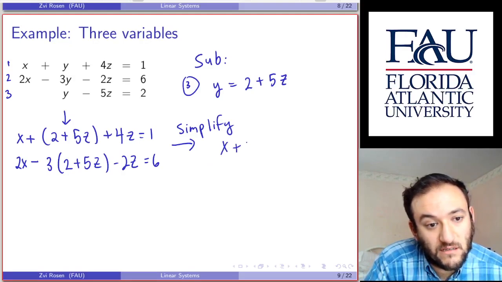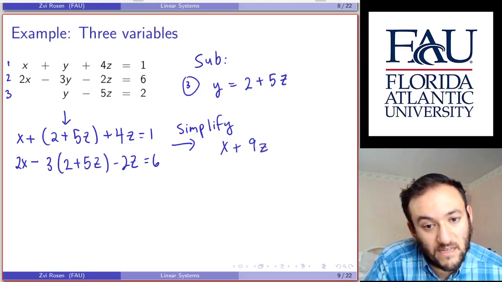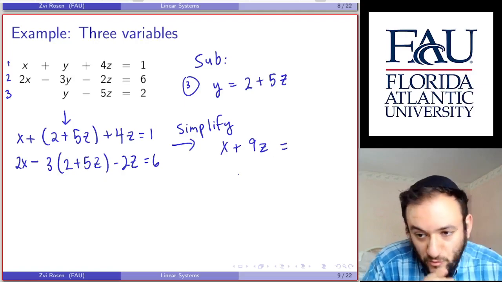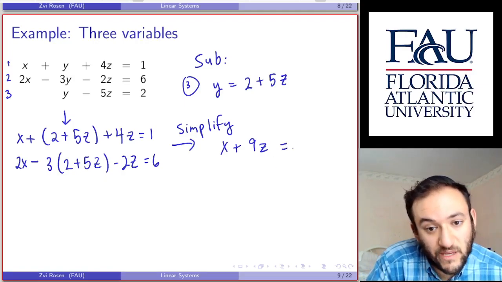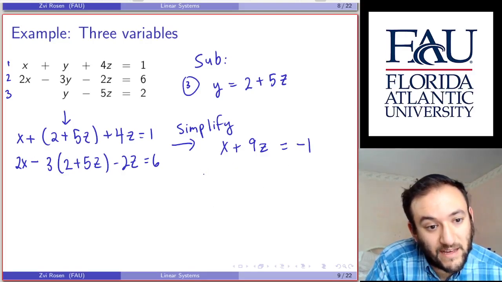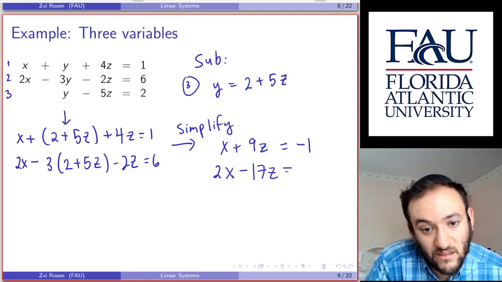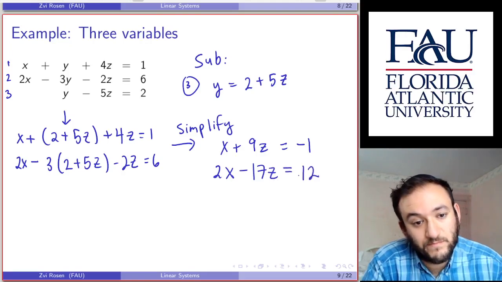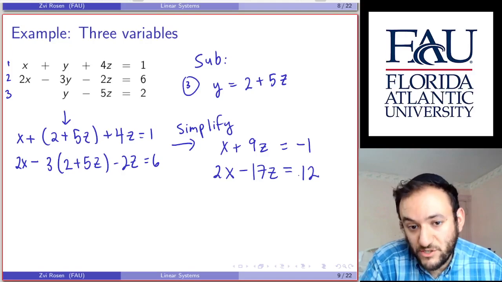x plus 9z, and then I want to move the constant term to the other side of the equation, since there's no y's anymore because we substituted out the y, so we get minus 1 here. And then in the next line we have 2x minus 6 minus 15z minus 2z. So that means we have 2x minus 17z, and then the minus 6 can go to the other side of the equation to become a positive 12. And now we have an equation in two variables.